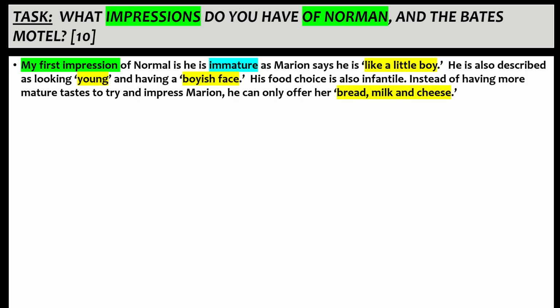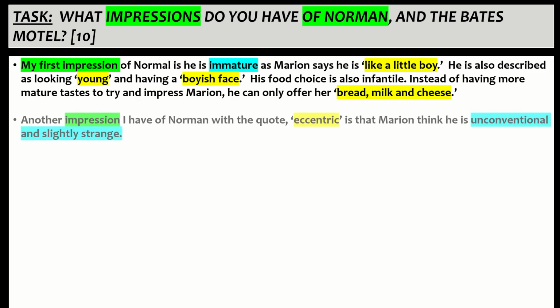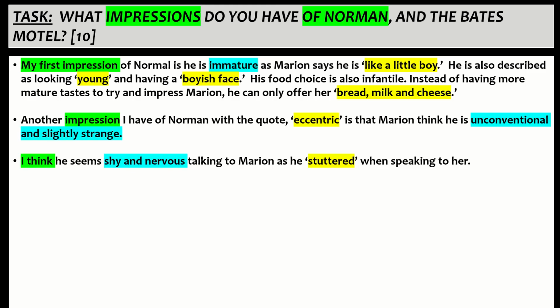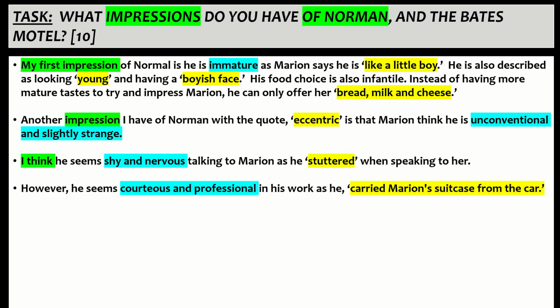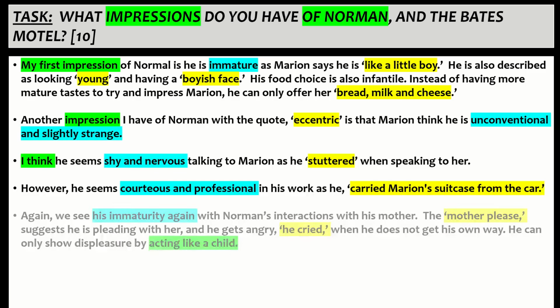Also, it's good to use the word impression in the question and even indicate my first impression. Another impression I have of Norman with the quote eccentric is that Marion thinks he's unconventional and strange. We did that one. I think he seems shy and nervous talking to Marion as he stuttered when speaking to her. Remember, you don't have to say impression each time. Your sentence starter can be I think or I feel. However, he seems courteous and professional in his work as he carried Marion's suitcase from the car.